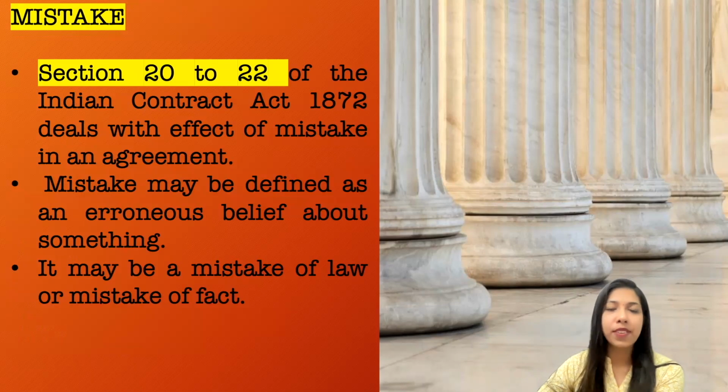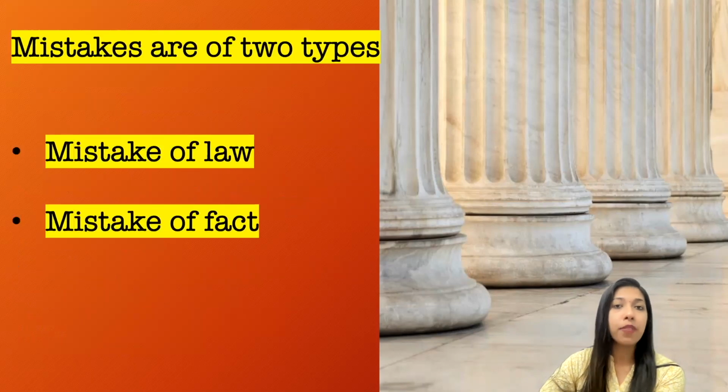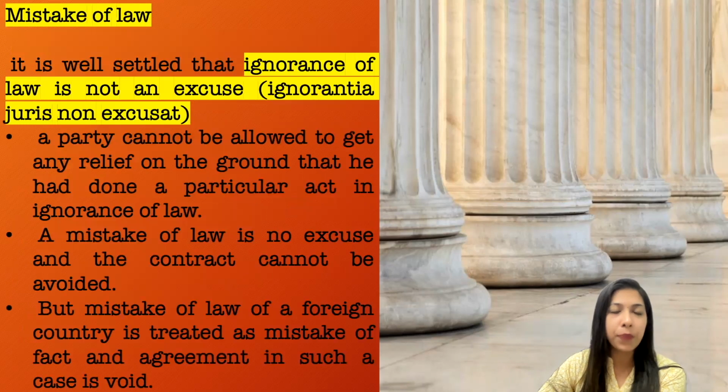So look into the screen and try to understand. Sections 20, 21, and 22 of the Indian Contract Act speak about mistake. And mistake has been classified into two categories, mistake of law and mistake of fact. I'm going to discuss in detail what we mean by mistake of law and mistake of fact. First one is mistake of law.